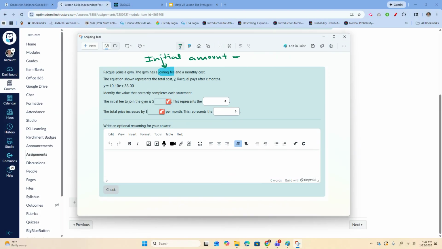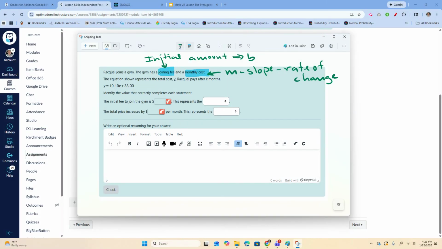b. And a monthly cost. And so every month it costs you something extra. Monthly cost, that means that it happens every month. That means that this here, the monthly cost, is going to be my m, my slope. Or put it this way, my rate of change. So how much you are going to be charged every month.